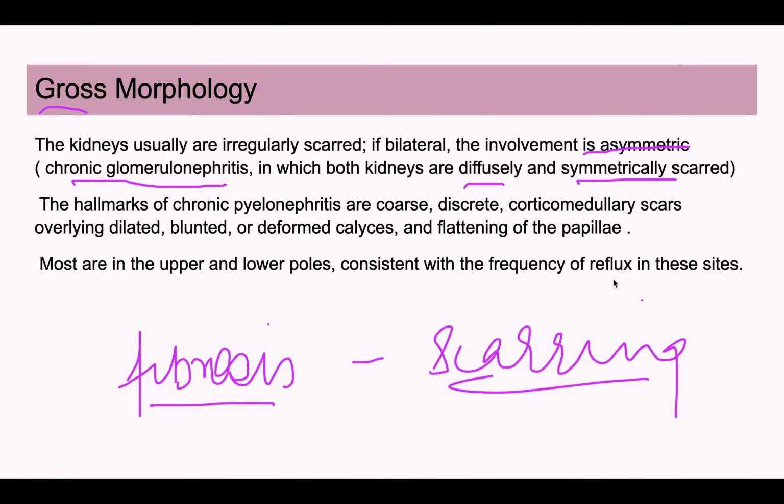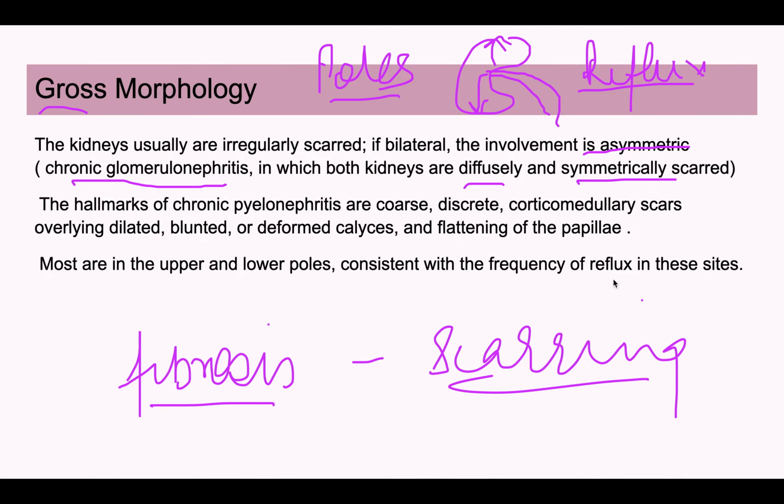Also, one thing to notice: if this is your kidney, and it is reflux nephropathy, if the reason behind the chronic pyelonephritis is reflux, then mostly the reflux goes to the poles. So only the poles will be involved in case of reflux nephropathy. However, if the reason is obstruction, the whole of the kidney, from the poles, from here, will be involved. So you will have scars on the kidney, the calyces will be dilated, and the papilla will be flattened. So these are the gross picture of chronic pyelonephritis.